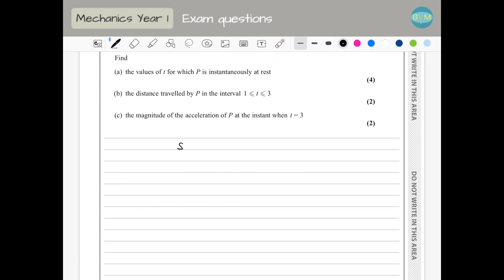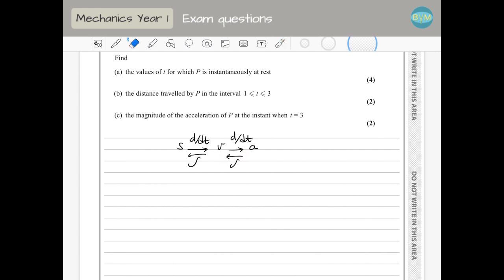If we have displacement, we have to remember that differentiating the displacement, we get the velocity, because velocity is rate of change in displacement, and differentiating again, we get the acceleration, right? And the other way around, we have to integrate. So if we have the acceleration and we want the velocity, we integrate.